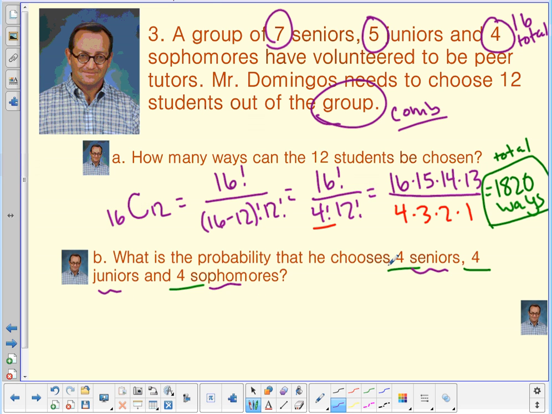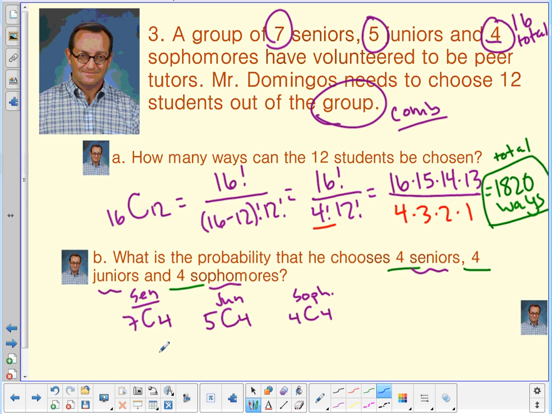So for the 4 seniors, there's 7 to choose from, and I want 4 of them. So I have 7C4. That's for the seniors. For the 4 juniors, I have 5 to choose from, and I want 4 of them. So for the juniors, I have 5C4. Then for the sophomores, there's 4 to choose from, and I want all 4 of them. So for the sophomores, I have 4C4. I've got to figure out what all those things are.